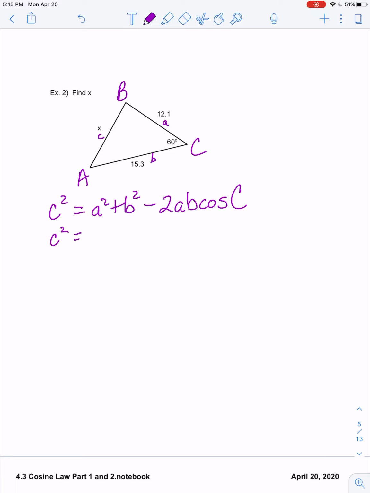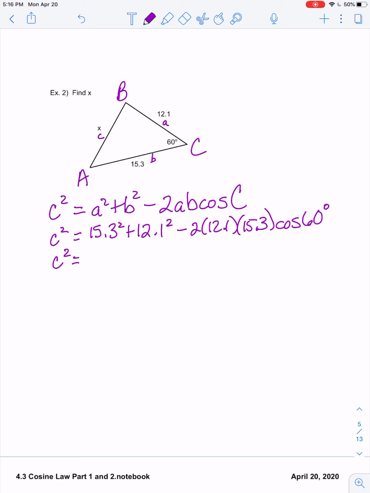So C squared equals 15.3 squared. Oh, I have these backwards, but it doesn't matter. It's addition. Doesn't matter what order addition goes in. 2 times 12.1 times 15.3 times the cosine of 60 degrees. I'm going to get my calculator out. 15.3 squared plus 12.1 squared. Now you know your calculator and you know what order you need to type things in.